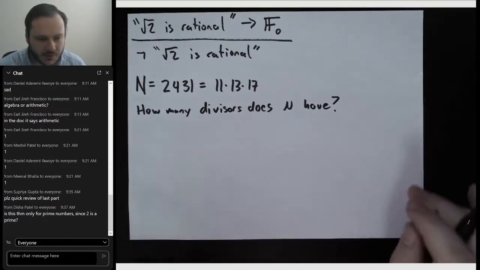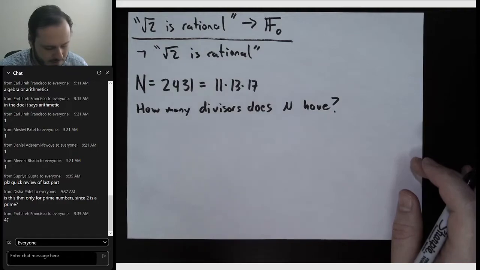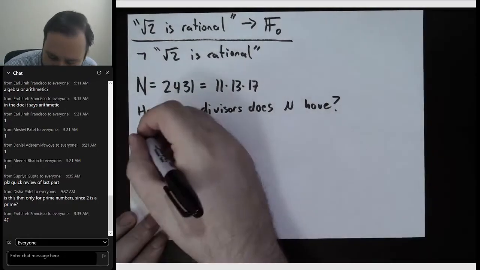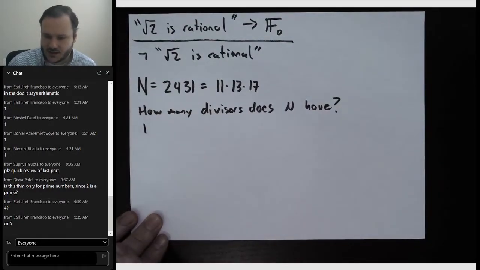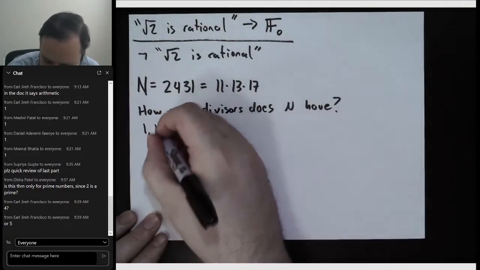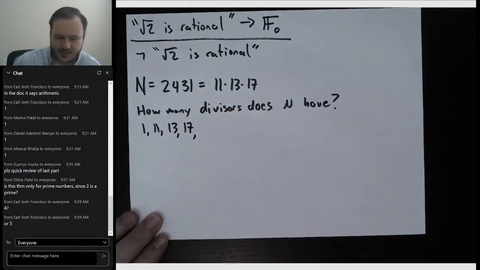It's a big number. Seems like it could have a lot of divisors. But it's actually not so many. We know 1 is always going to divide n. And these are all prime numbers that divide n. So we definitely have 11 and 13 and 17.